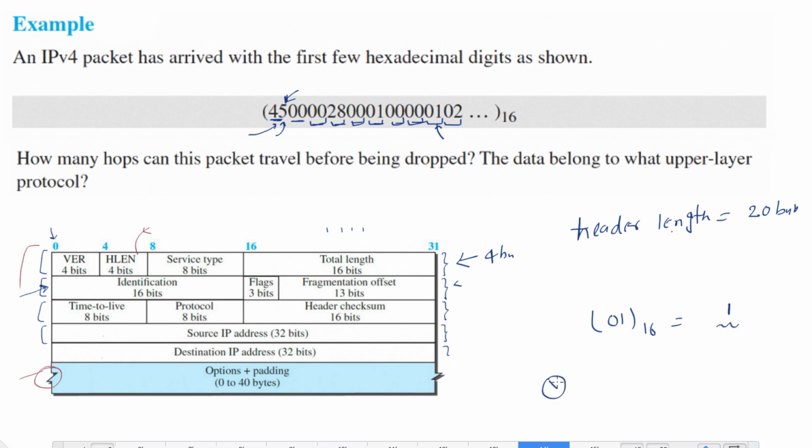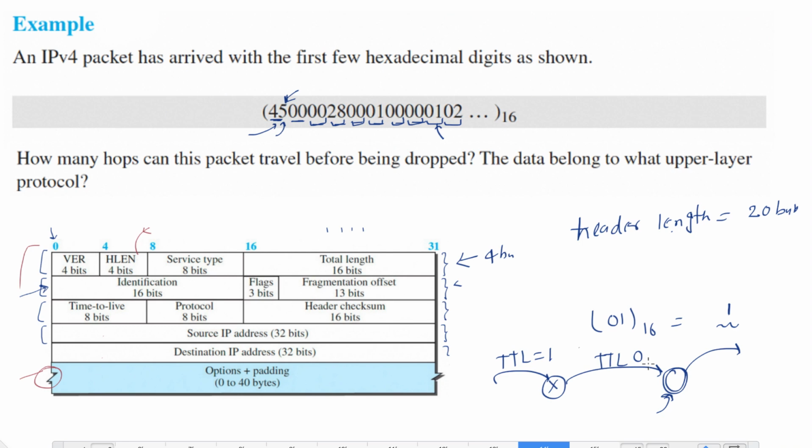So the receiving router is having the TTL value as 1, which means now the TTL value will become 0. And the packet can travel till this point only. It cannot go further, which means if this is the destination, then I'm done. That is good news. If this is not the destination, then the packet will get discarded.